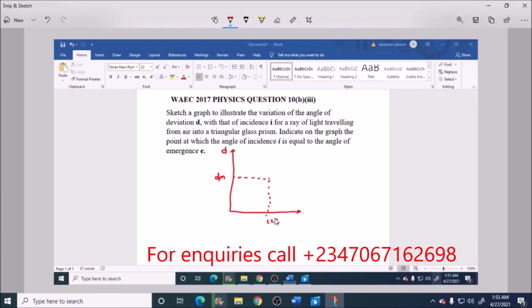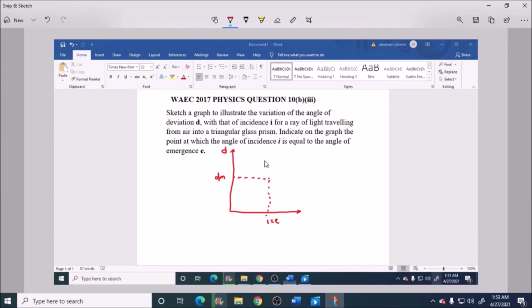So in indicating on the graph the point at which the angle of incidence i is equal to the angle of emergence, this is where to indicate.